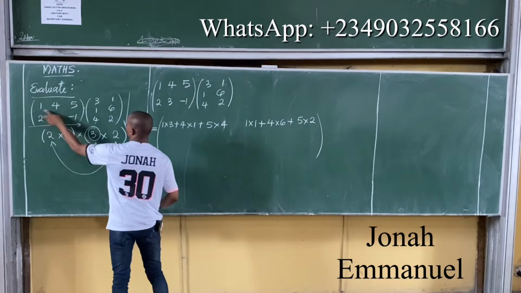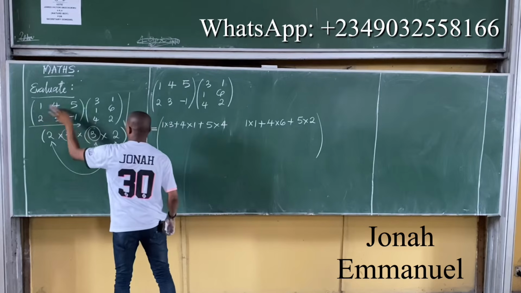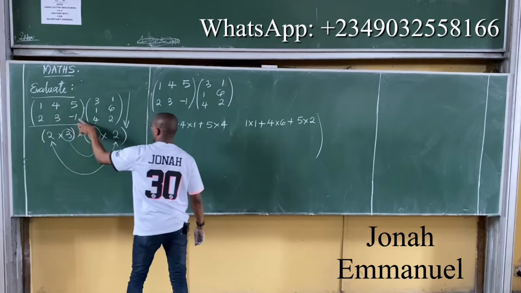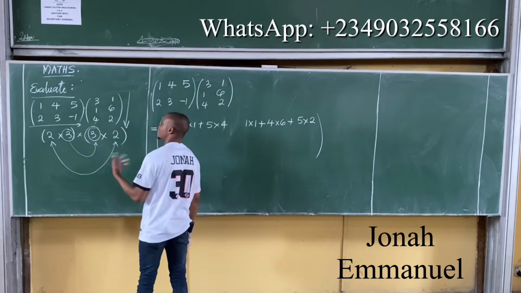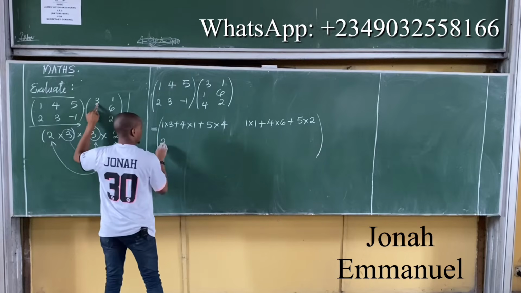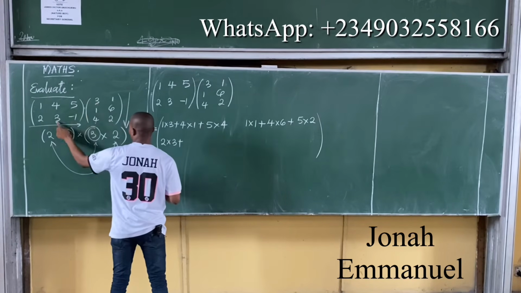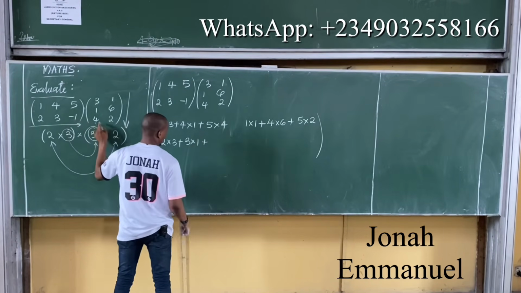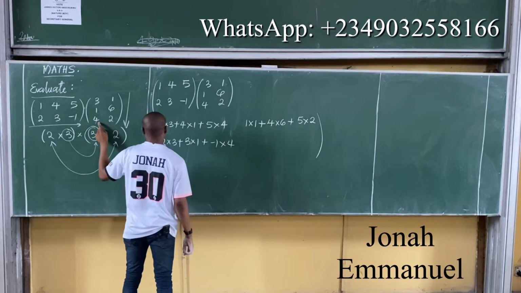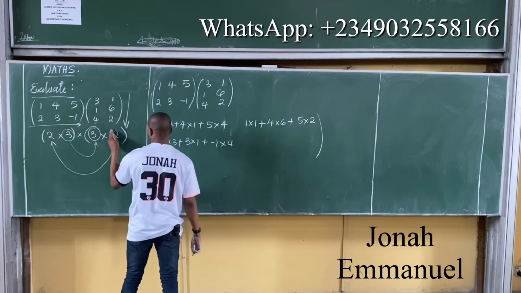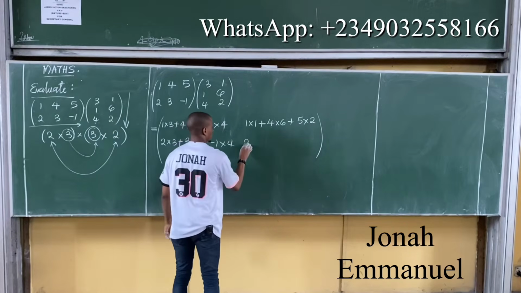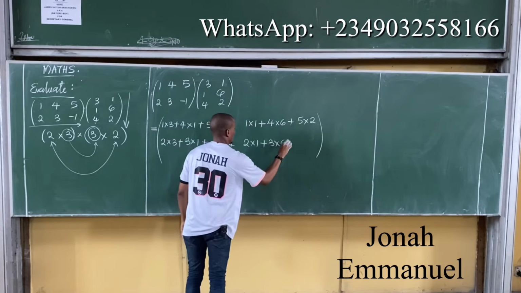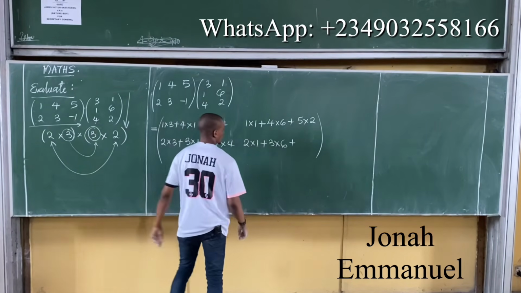So I've used this to multiply the first column, and this to multiply the second column. I'm done. Pick up the second row now, to multiply here and then here. Repeat the same process. 2 times 3 plus 3 times 1 plus minus 1 times 4. Take this to this now: 2 times 1 plus 3 times 6 plus minus 1 times 2.